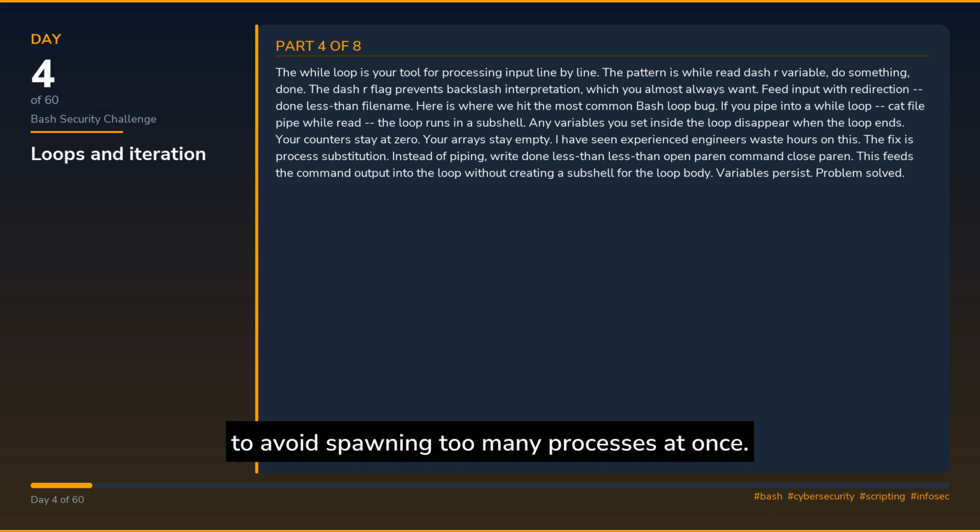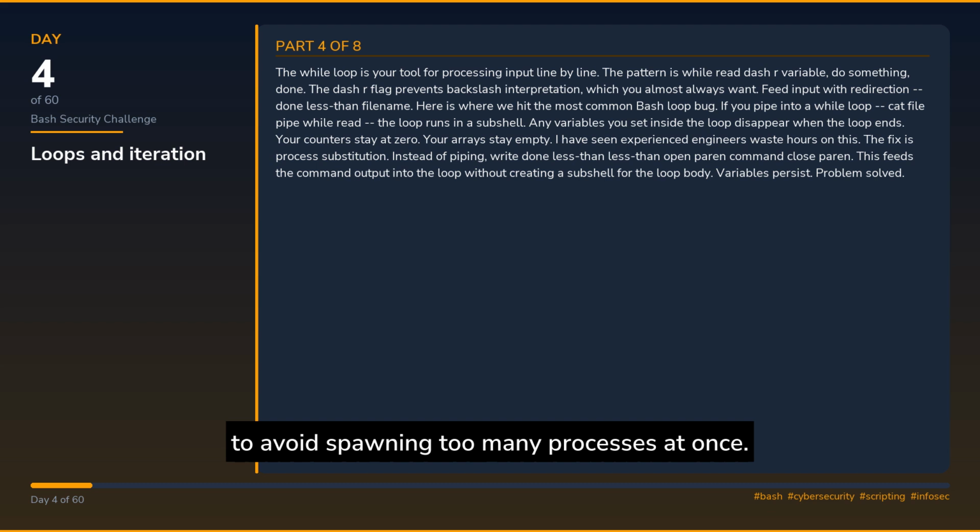The while loop is your tool for processing input line by line. The pattern is while read -r variable, do something, done. The -r flag prevents backslash interpretation, which you almost always want. Feed input with redirection, done < filename.